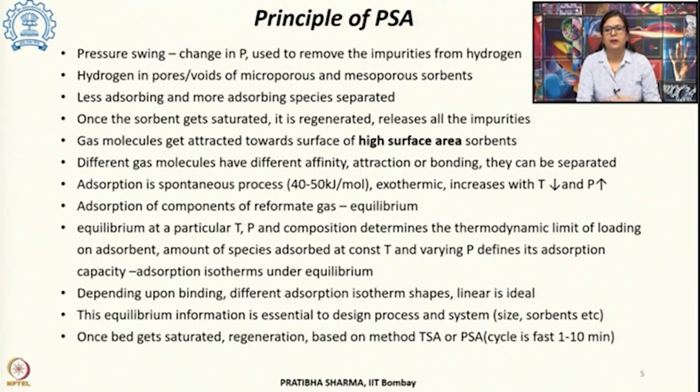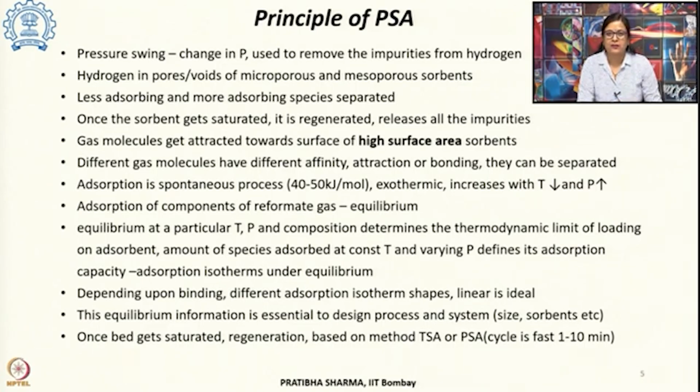Now once the sorbents get saturated with the impurities or contaminants, then they need to be regenerated, and that has to be done by the change in pressure. So the pressure swing. Adsorption occurs at a certain pressure, that is usually higher pressure, and desorption occurs at a lower pressure. So once the sorbent gets saturated, it has to be regenerated by reducing the pressure, and under that condition it releases all the impurities present in the bed.